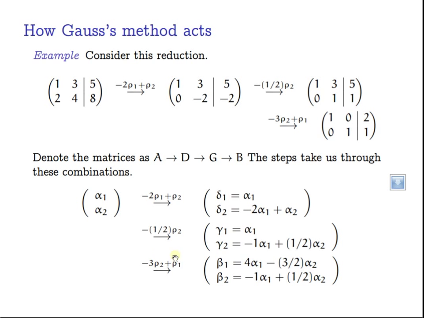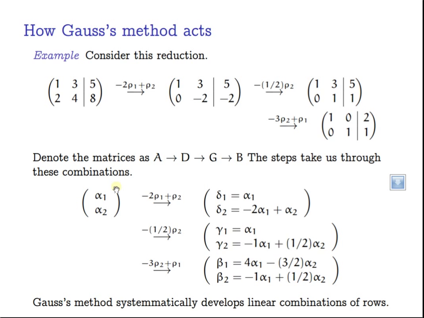Now if I apply this row operation here to this matrix, in this case the second row doesn't change, the first row changes. The upshot is that the final rows that I obtain are linear combinations of the initial rows that I started with. And that's what we're going to prove. This will be a very useful fact in showing that the reduced row echelon form is unique. Okay, so Gauss's method systematically develops linear combinations of rows.